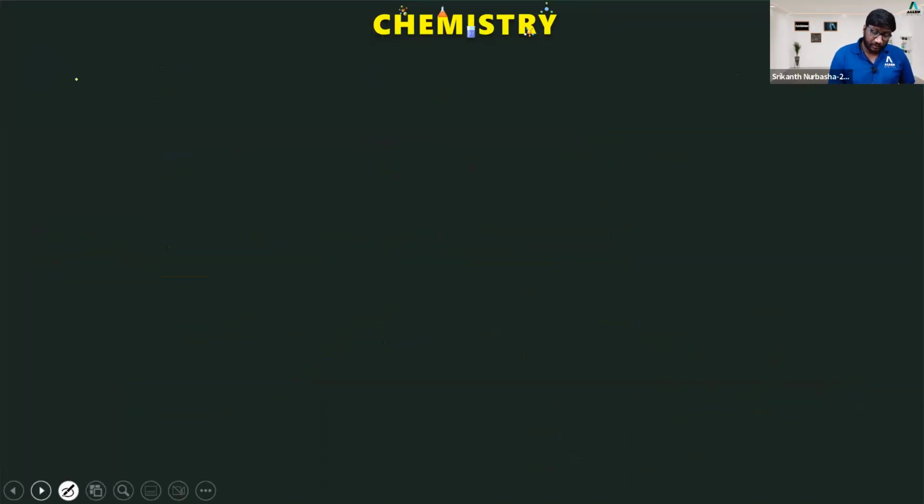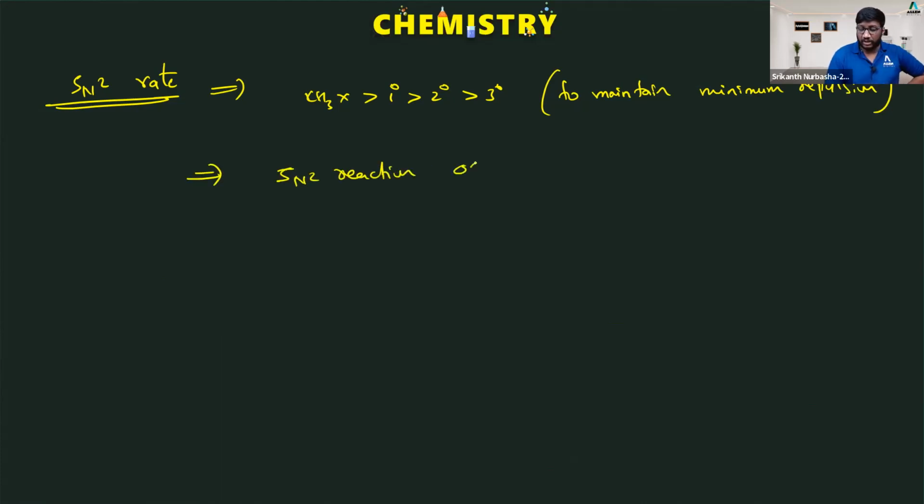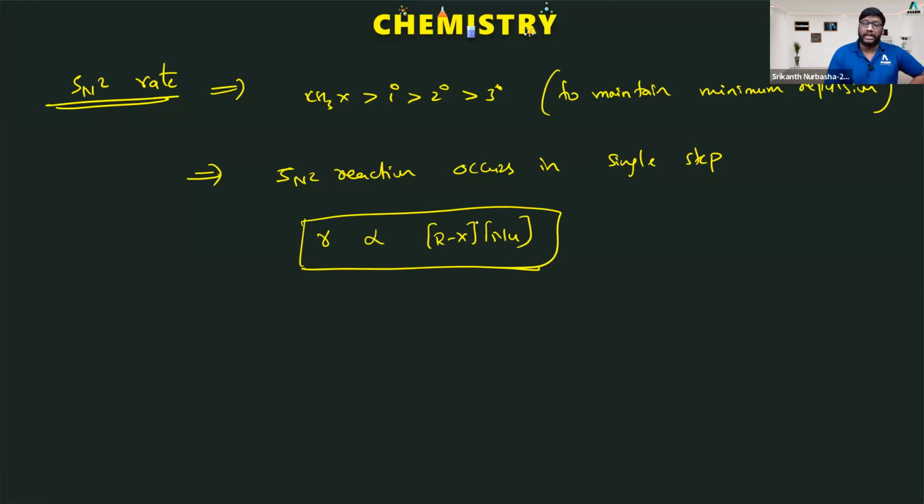So SN2 reaction rate: CH3X greater, then primary, then secondary, then tertiary, to maintain minimum repulsions. It occurs in a single step. So the rate of the reaction is directly proportional to the concentration of alkyl halide into the concentration of nucleophile. That means if you take a very strong nucleophile, the stronger nucleophiles will have greater rate for SN2. But SN1 reaction does not depend upon the concentration of nucleophile, because the rate determining step is the formation of a carbocation. In the rate determining step, the rate is directly proportional to the concentration of alkyl halide only. It doesn't depend upon the concentration of nucleophile.